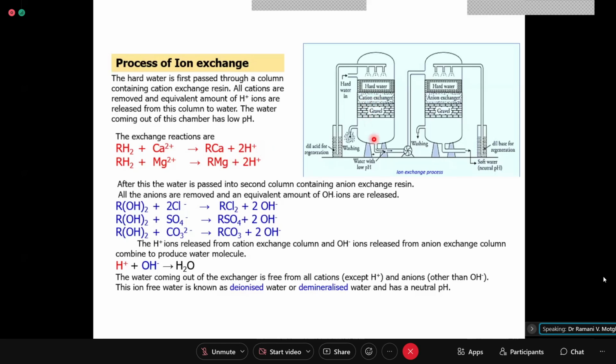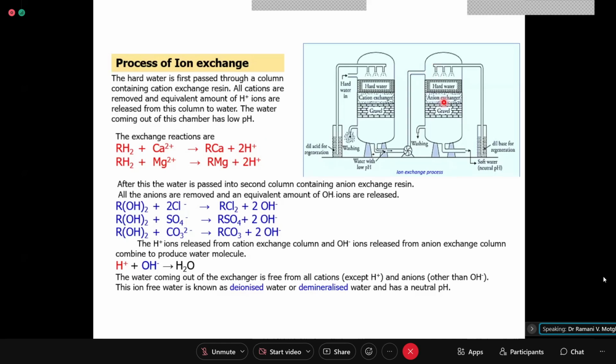So the water moving out from this column will contain H plus. Not only H plus, but it also contains the chloride and these parts. If calcium chloride or calcium sulfate is there, you can think that it is forming H2SO4 or HCl. So the water flowing out from here is acidic in nature.